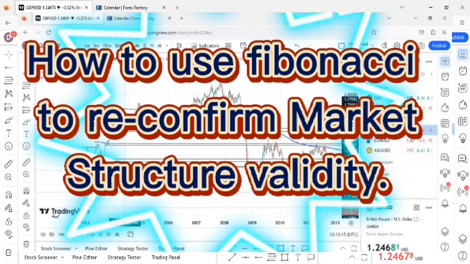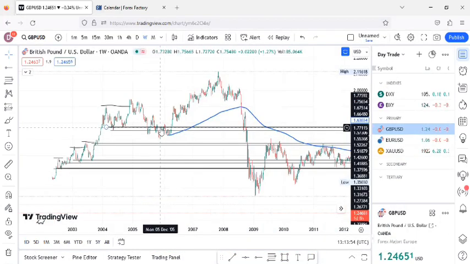Hello traders, in this video I want to quickly show you how to use your Fibonacci to confirm your levels in the market. You know, there are some levels that are going to hold, and there are some that will not. It's not all levels that hold. And when a level is not holding, you're definitely going to have issues.